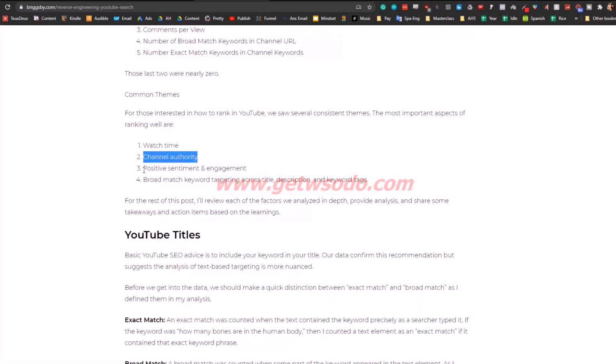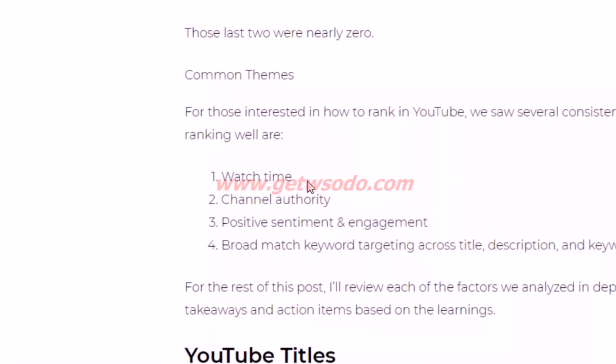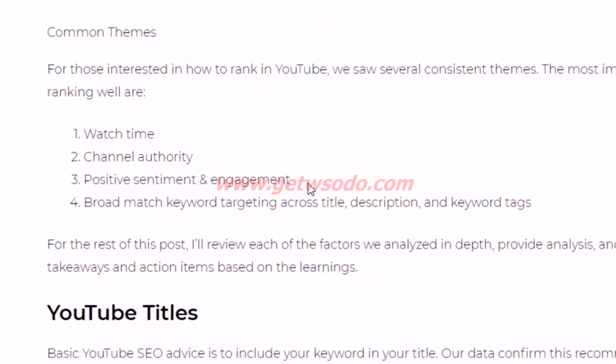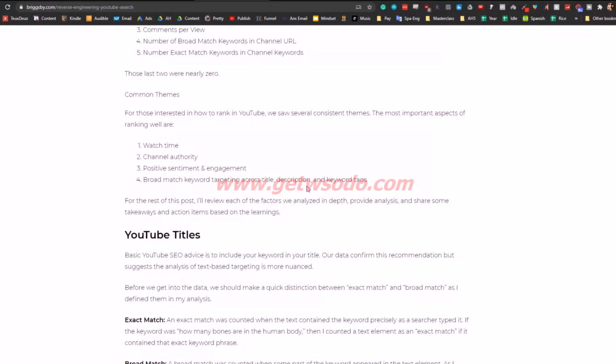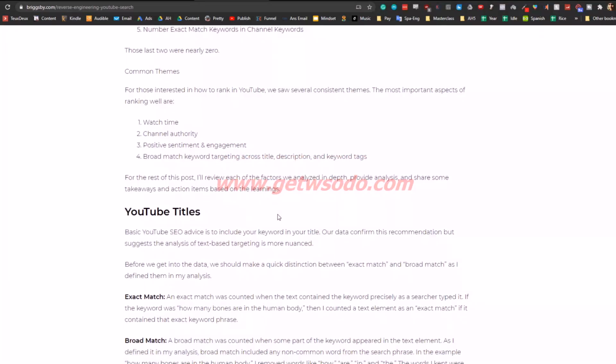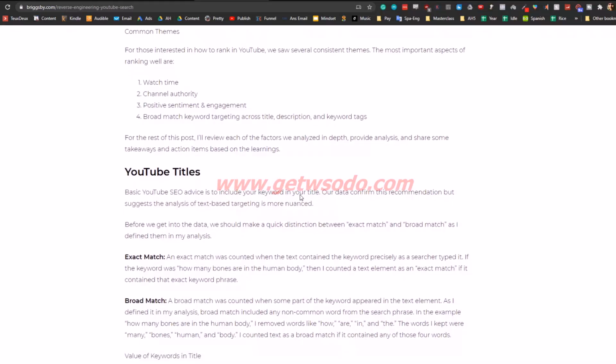Channel authority, positive sentiment and engagement, broad match keyword targeting across title, description, and tags. So these are the things that we can look at: watch time, channel authority, positive sentiment, and broad match keyword targeting across these. And these are the things that we're going to go into on a deeper level, how to have the titles, description, and tags in order to rank well on YouTube. So those are the things that we're going to take a look at.